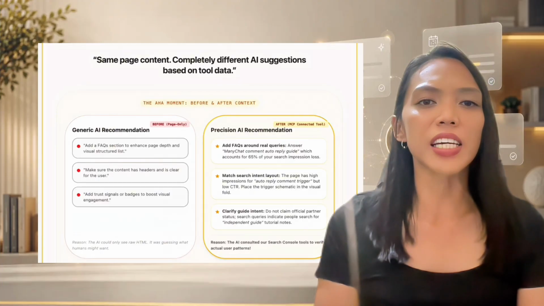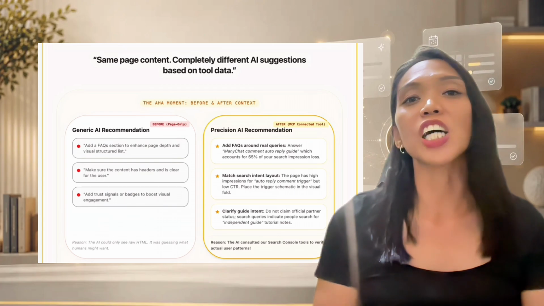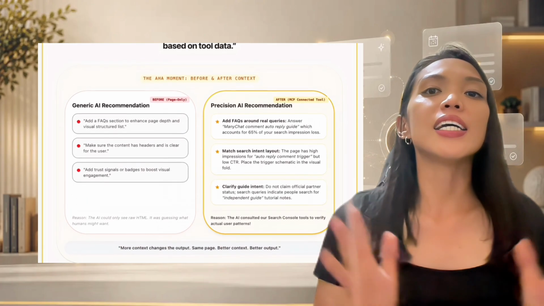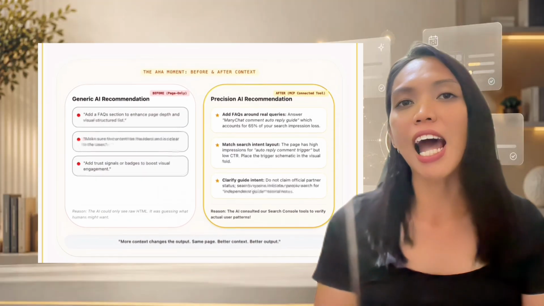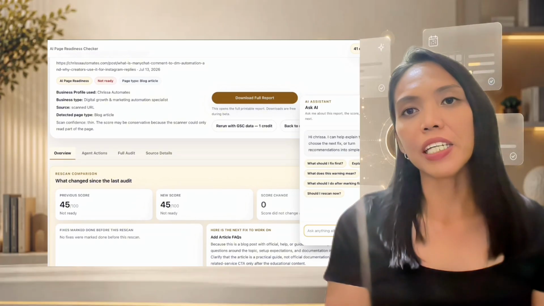Now, the AI is not only looking at the page, it is looking at the page plus real search demand. So instead of only saying add FAQs, it can say that this page is already showing up for the search queries, but it is not earning clicks yet. Improve the title, meta description, intro, and FAQ section around the actual query patterns. That is a much better answer. Not because the AI just becomes magically smarter, but because it could find better context from the tool that we have used earlier.